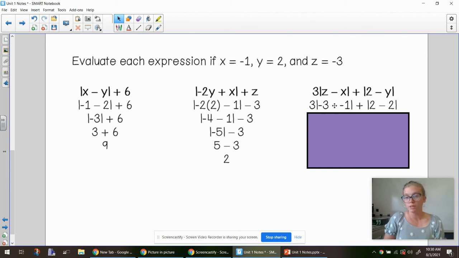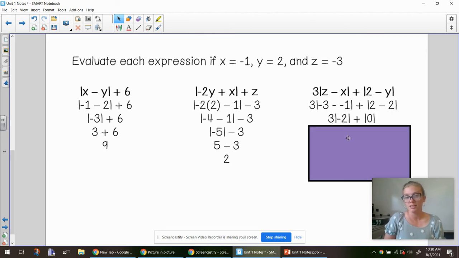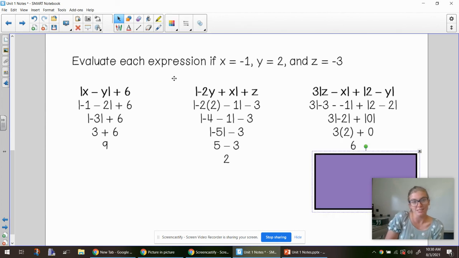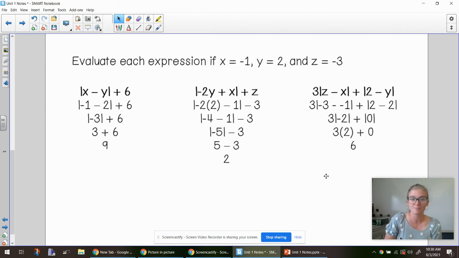So negative 3 minus negative 1 is negative 2. 2 minus 2 is 0. The absolute value of negative 2 is positive 2. The absolute value of 0 is 0. 0 is 0 units away from 0 on the number line. 3 times 2 is 6, plus 0 is 6.